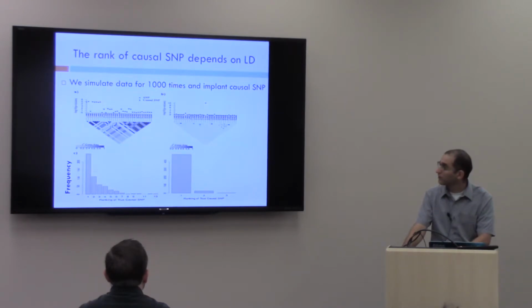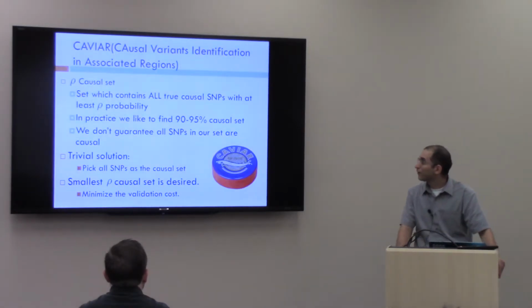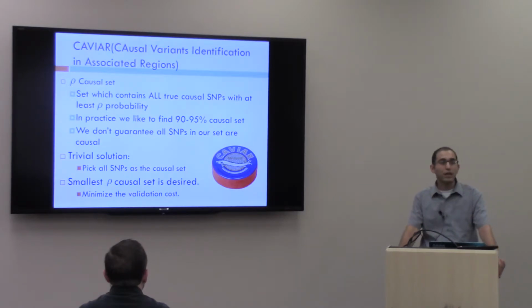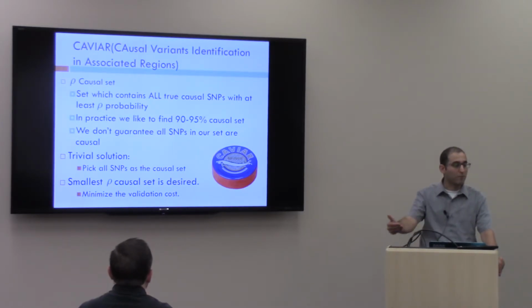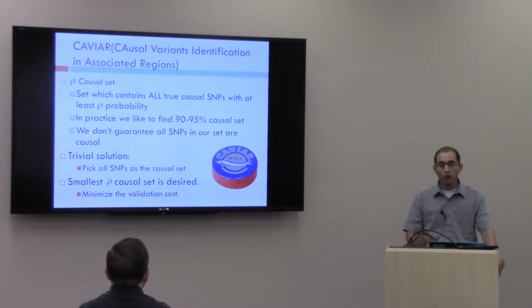So this motivated us to come up with our method. We call it CAVIAR, causal variant identification in associated regions, which is based on a simple concept called rho causal set. We want to compute a set that can capture all the causal variants with probability at least rho. In practice, you want to set this rho to a very high value, let's say 90 or 95%. So you want to capture all the causal variants in that region with probability at least 90 or 95%. Now I have to emphasize that this doesn't mean that all the variants in this set are causal.